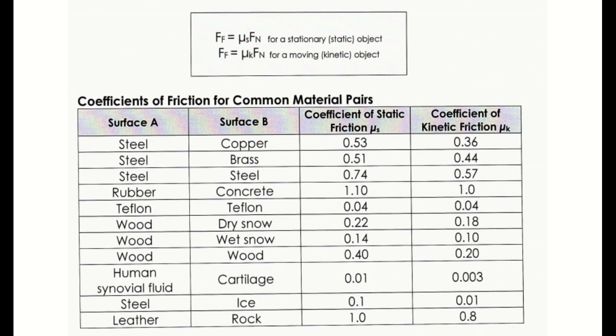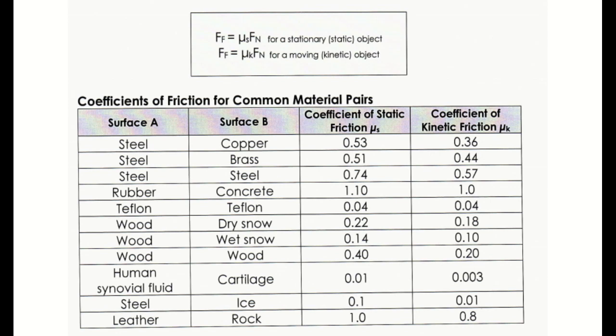So the coefficient of friction, these are just a bunch of examples. All the coefficient of friction is, it does not have a unit, so it's just a number value, and it's usually between 0 and 1. It can be a little bit over 1, but it's usually between 0 and 1. The higher the coefficient of friction indicates that it's going to take more force to overcome it.